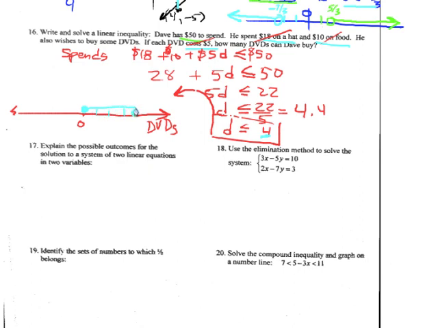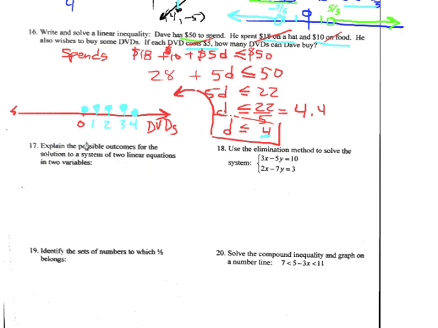So let's be clear on that. These are all the possibilities of DVDs you could buy. As a matter of fact, it might be best to make this a discrete graph, because I said we can't buy fractions of DVDs. So to be clear, these would be all the DVDs he could buy. He could buy 0, 1, 2, 3, or 4.